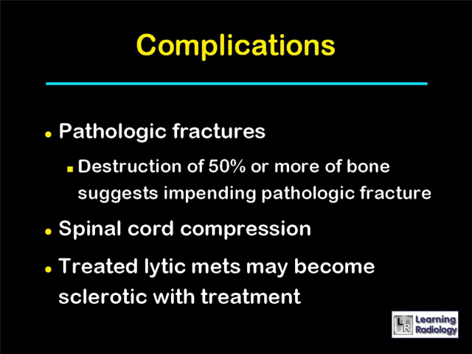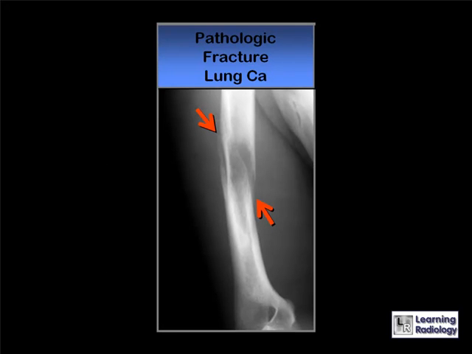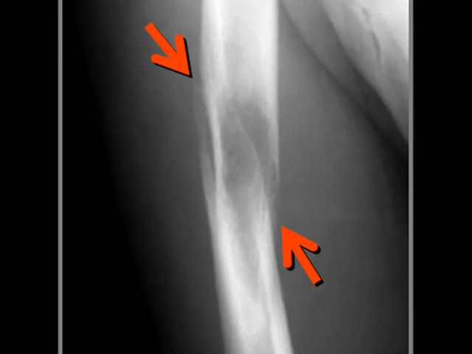Here's another example of a pathologic fracture in a patient with lung cancer. We see that there is a diagonal fracture through the humerus surrounded by a geographic area of lytic destruction with indistinct margins.